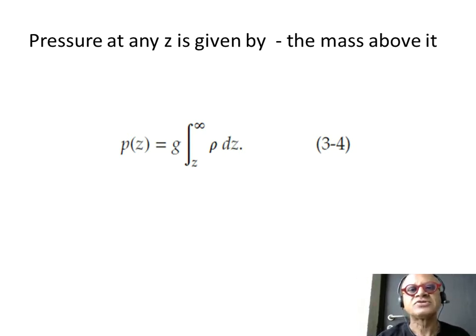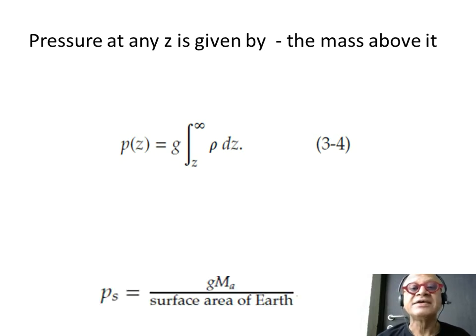Very nice, right? So that's how we can estimate the mass of the atmosphere. If you take surface pressure, easy enough to measure everywhere on Earth, that's got to be equal to gravity times mass of the atmosphere divided by the surface area of the Earth. So it's easy enough to estimate the mass of the atmosphere, since we know the surface area of the Earth and the gravitational constant.